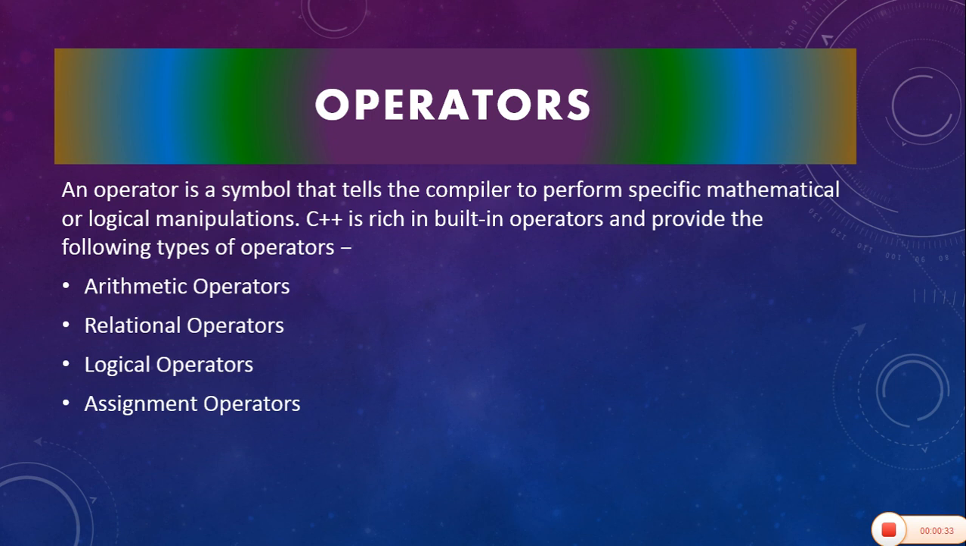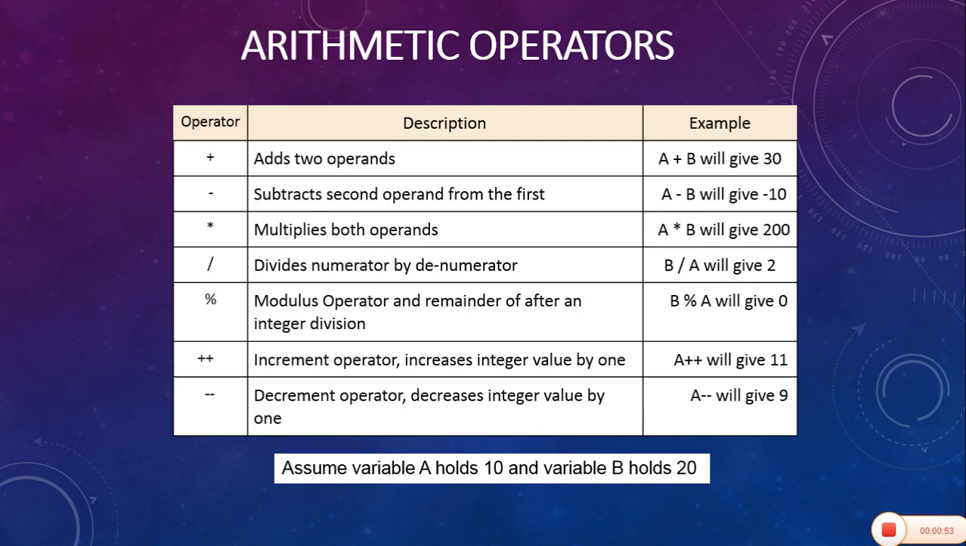There are 4 different types of operators used in the C++ programming language: arithmetic operators, relational operators, logical operators, and the fourth one is assignment operators. Let's see these operators one by one in detail. First of all, the arithmetic operators.